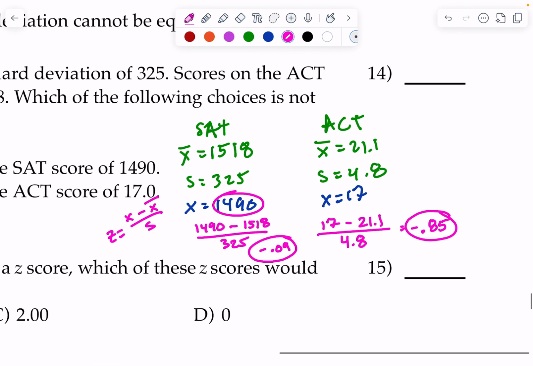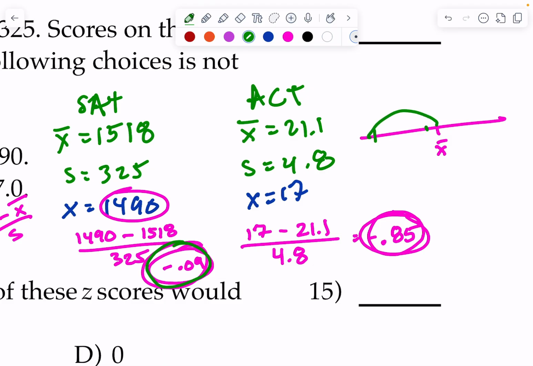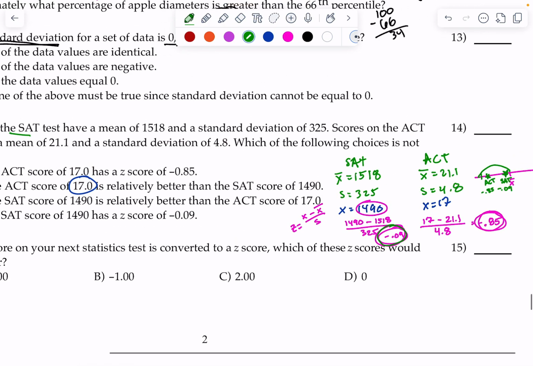All right, now let's put this on a number line right here. X bar is the average, and each one of these numbers is a Z-score, and that tells me how many standard deviations I am above or below the average. So one standard deviation below the average lives here. This is where SAT lives, at negative 0.09. Negative 0.85 would be over here. This is ACT at negative 0.85. It's more negative. So let's see which one is better.